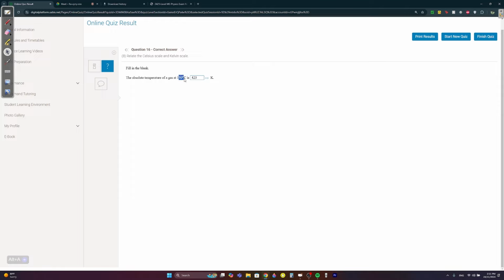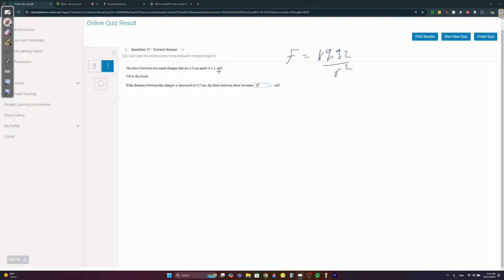The absolute temperature of 150 degrees Celsius, absolute temperature, put it in Kelvin, 150 plus 273 is 423. Question 17. The force between two equal charges that are 2 centimeters apart is 1.2 millinewton. If the distance between the charges is decreased to 0.5, what does the force become? In the CA, it comes the exact same. Basically, you need to use the formula F is equal to K Q1 Q2 over R squared. Okay, but since they're both the same charges, we cancel these and we cancel these. So you're left with F and R squared.